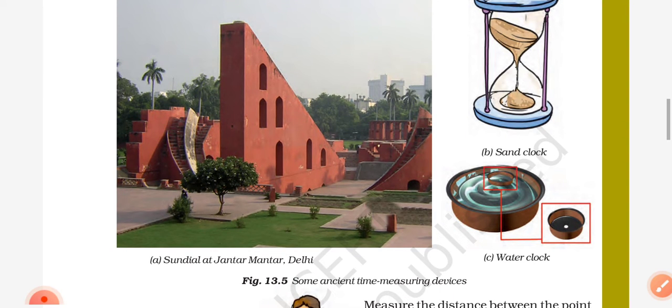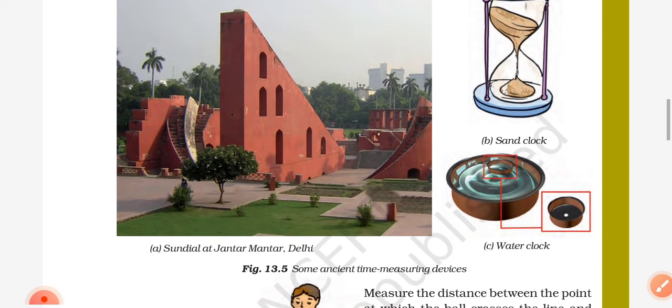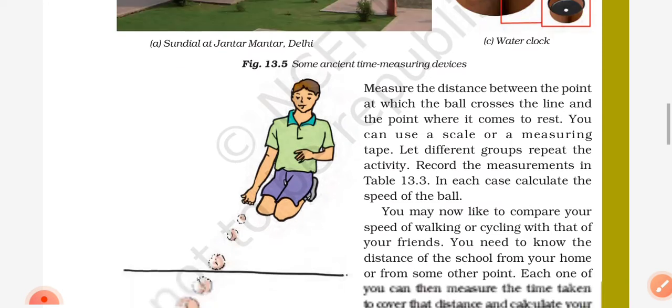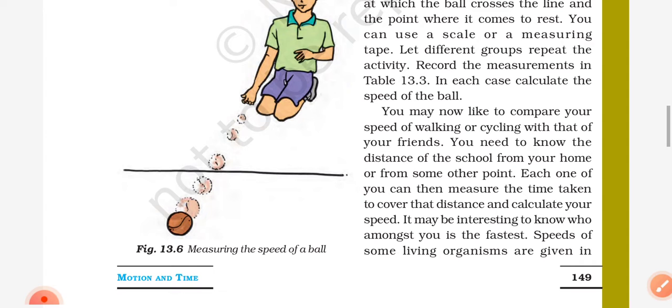Figure 13.5. Some ancient time measuring devices. A. Sundial at Jantar Mantar, Delhi. B. Sand clock. C. Water clock. Figure 13.6. Measuring the speed of a ball.